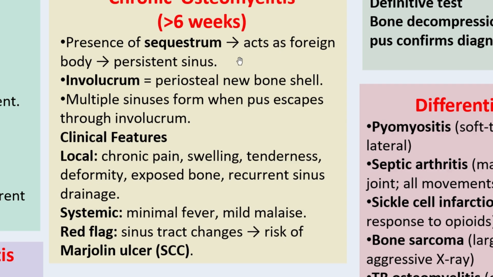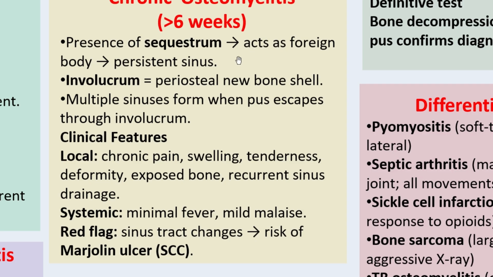And then the clinical features: we have local chronic pain. Sometimes there's swelling, there's tenderness, there's deformity, exposed bone, purulent sinus drainage, and systemically we may have minimal fever or no fever when it comes to chronic osteomyelitis, mild malaise. And sometimes the red flag is that when you have a sinus tract for long, it develops into a Marjolin's ulcer, which is basically squamous cell carcinoma that is developing from a non-healing wound or non-healing ulcer.